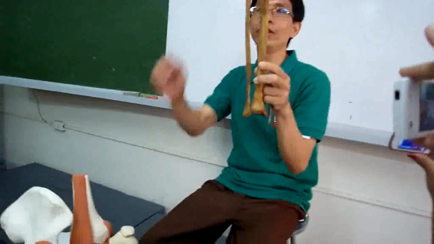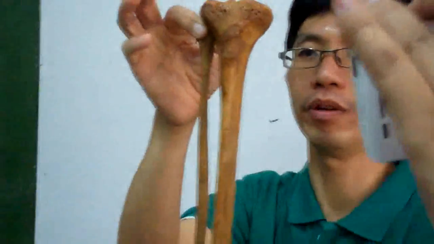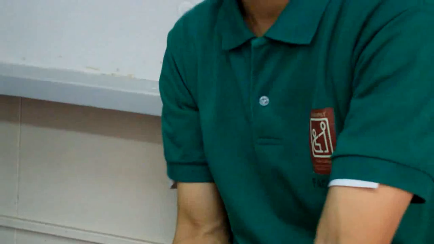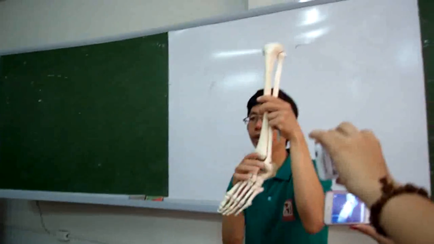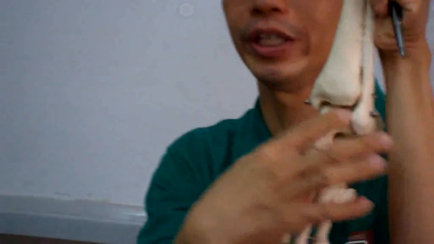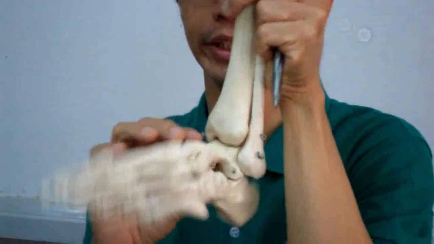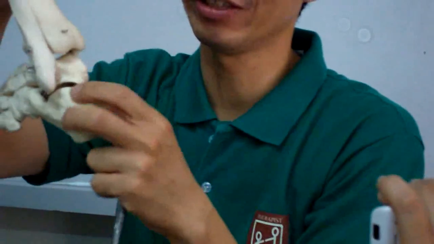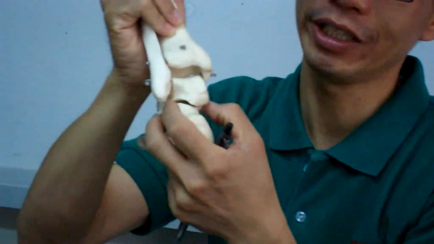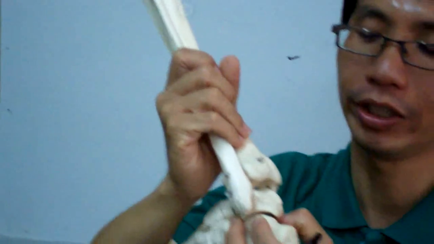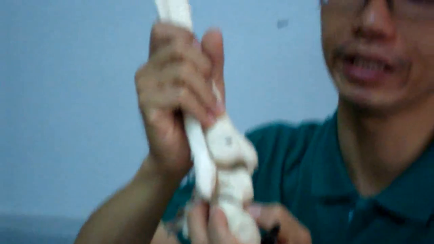Between the tibia and the fibula, you have the superior or proximal tibiofibular joint, and the other one is the inferior or distal tibiofibular joint. Next, between your tibia, fibula, and talus is the talocrural joint. Then between your talus and your calcaneus, we call that joint the talocalcaneal joint or subtalar joint.